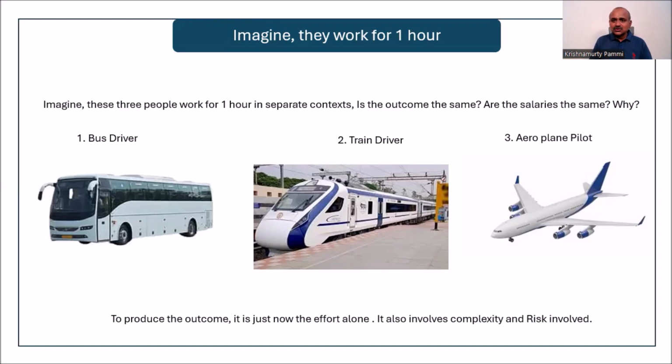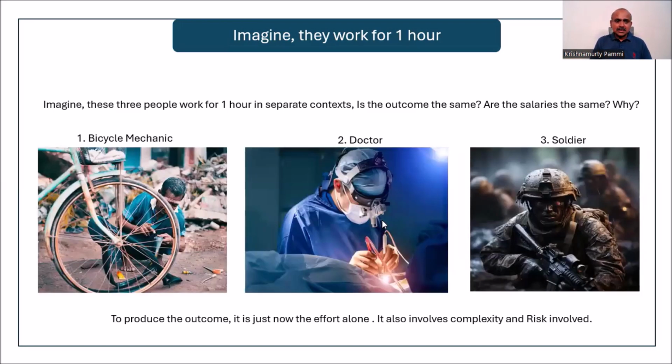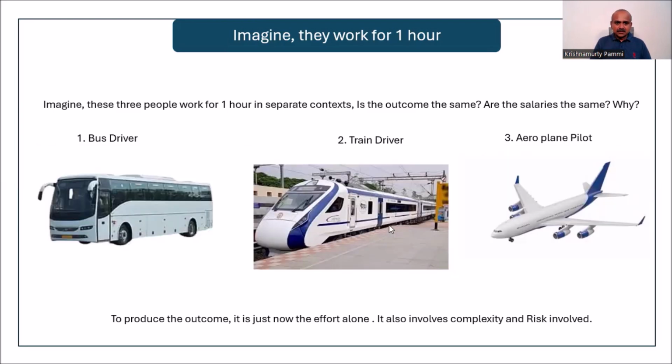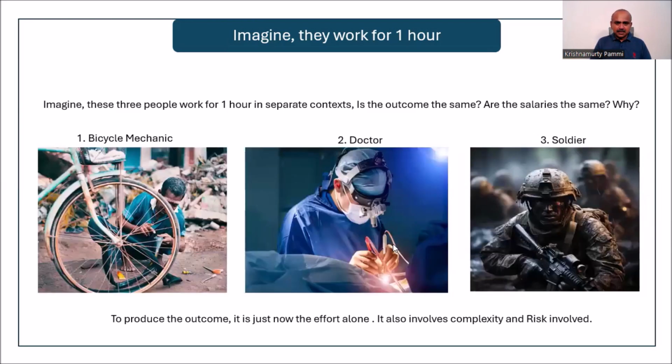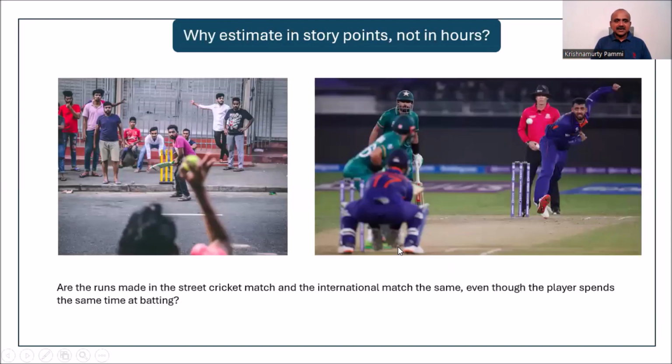Now, let us go to the third case. There is a street game where two cricket teams are playing, and there's an international cricket match. Now, a batsman who plays, let's say, for about an hour, makes around 60 runs in a street cricket game. Whereas the same batsman plays an international match and for 1 hour, he scores around 30 runs.